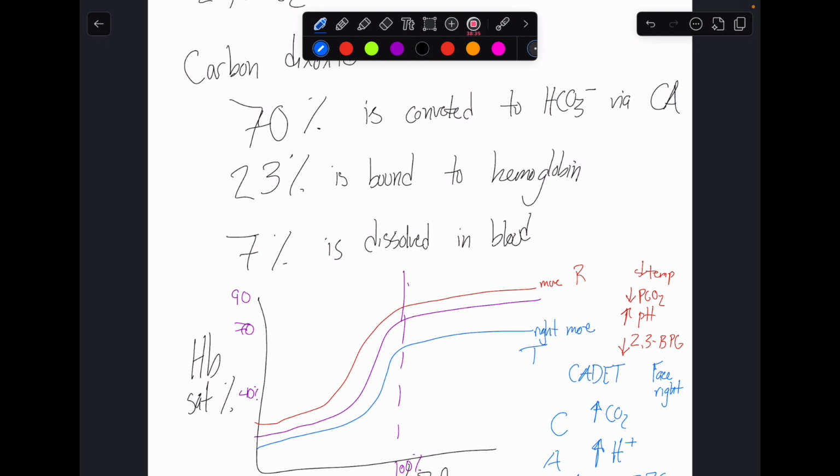So yeah, the right shift will have an enhanced O2 delivery to tissues during exercise, fever, or acidosis. Left will have more retention of O2, and that's seen in alkalosis or hypothermia because your temperature's decreasing, so you're cold. I'm trying to think if I missed anything. No, I don't think I did. Just double check. Oh, I did miss something.